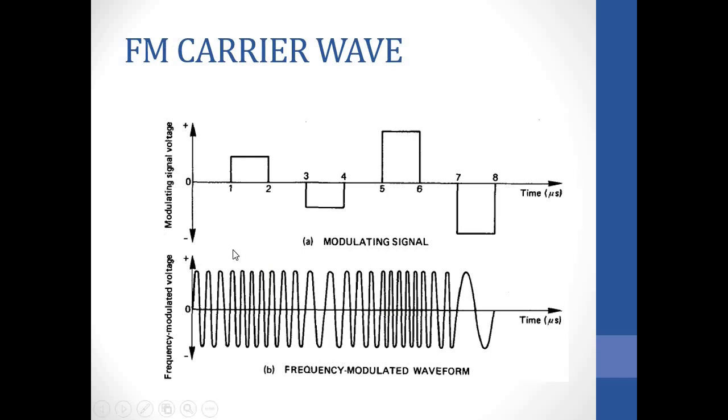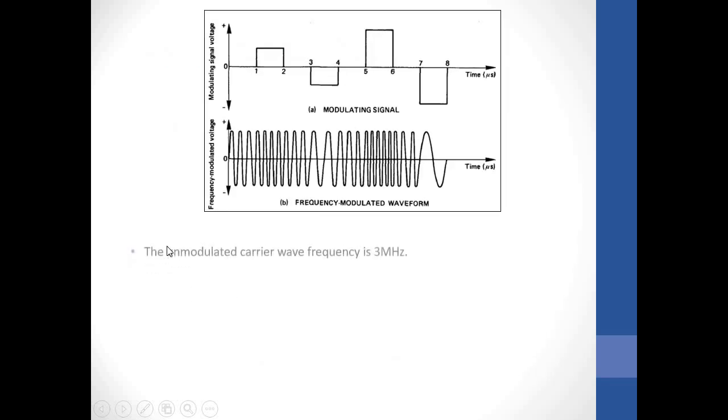So this is just an example showing our modulating signal with varying amplitudes. And then here we've got our modulated carrier, the carrier after being modulated by the signal. So this is the first scenario. Let's say we've got an unmodulated carrier of 3 megahertz.